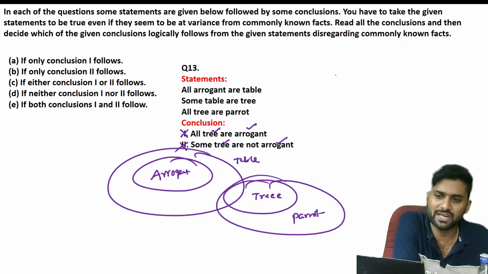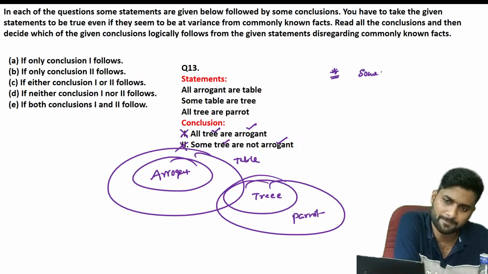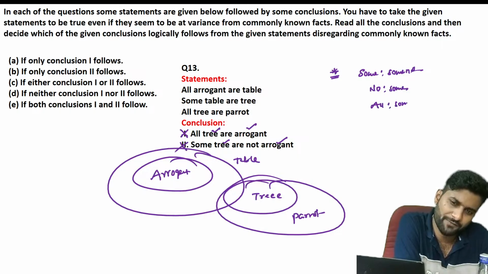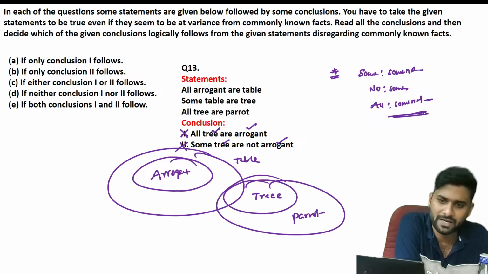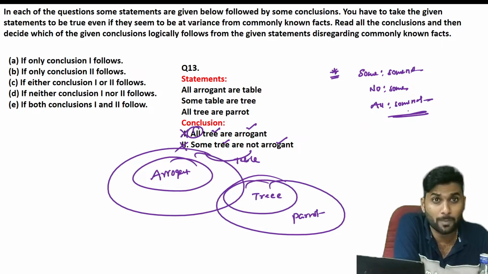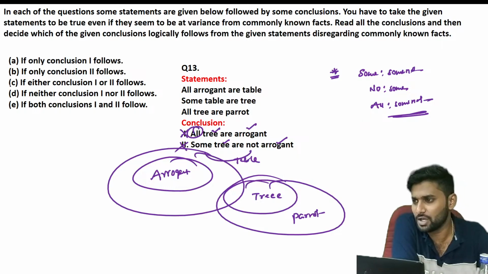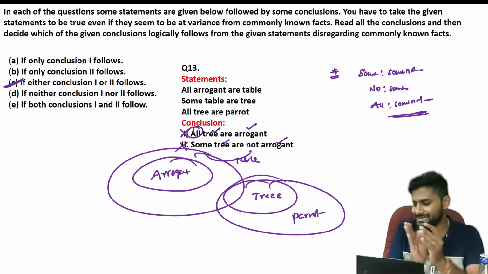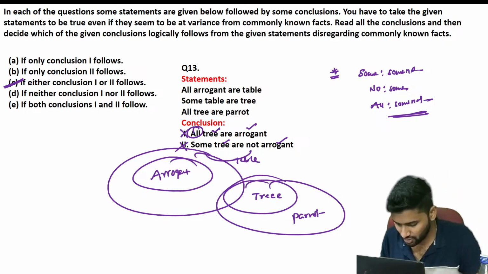By joining together, if it satisfies one of the complementary pairs, guys, we have complementary pairs: some, some not; no, some; all, some not. If it satisfies any of these complementary pairs, you have to choose the option either-or. Now see, all, some not. So it satisfies our complementary pair concept. That's why don't choose the option neither-nor. It's an either-or condition.